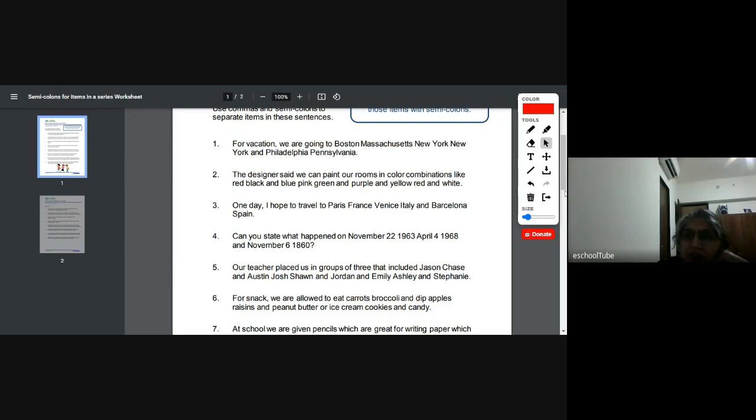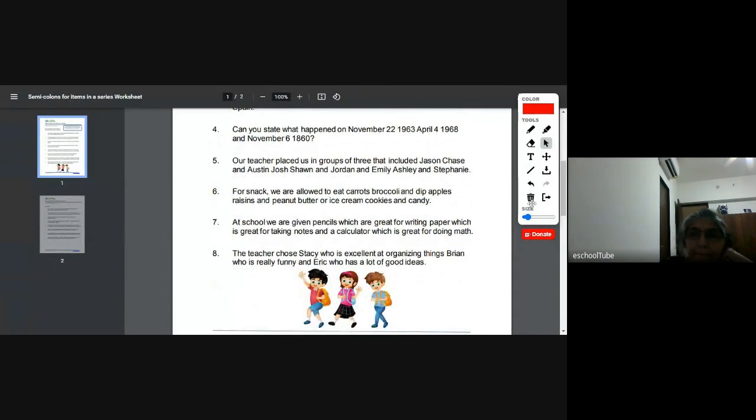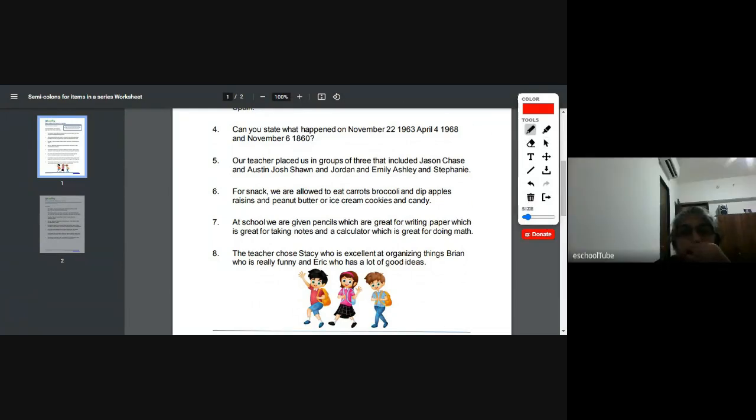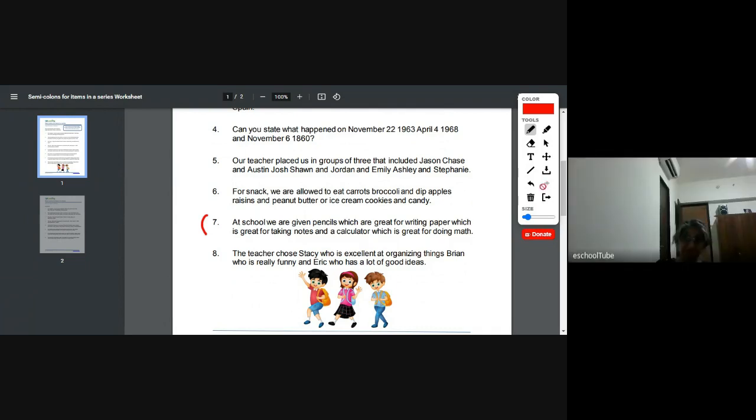Yes, Ashil, why did you leave the science class in between? Chalo, read the 7th one. At school, we are given pencils which are great for writing, paper which is great for taking notes, and a calculator which is great for doing math. Now you've got a tricky one. Now tell me.